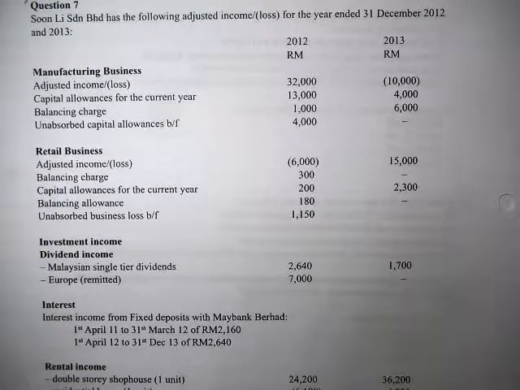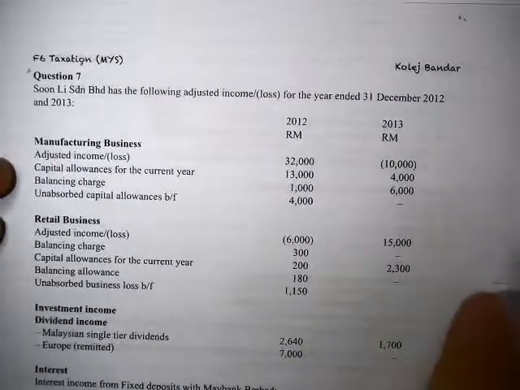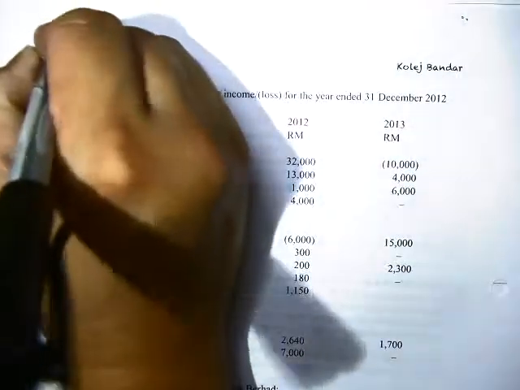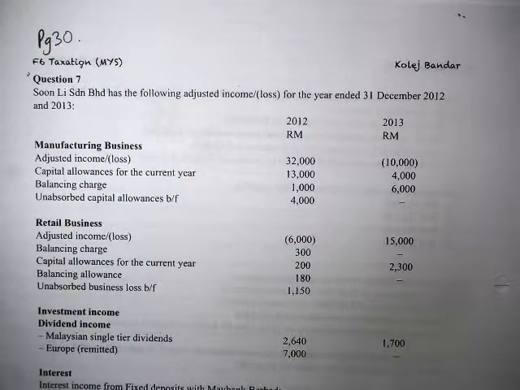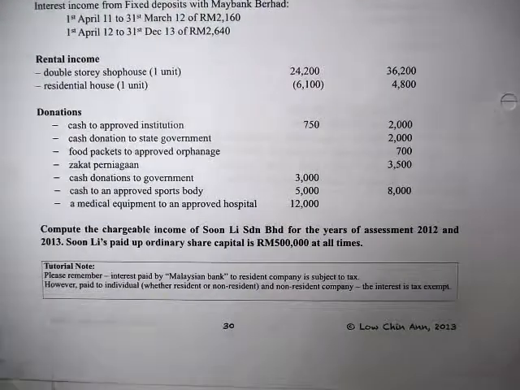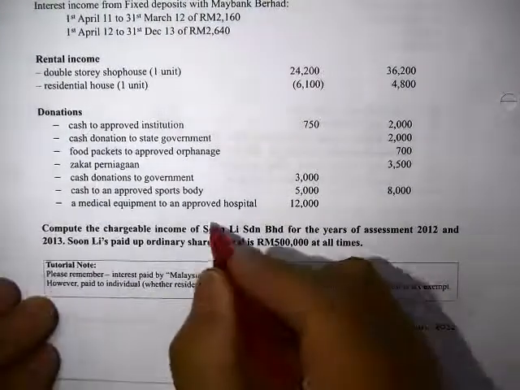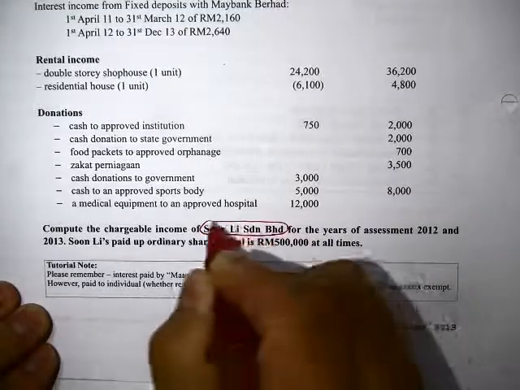Okay, this will serve as the answer to page 30. Questions in page 30. Soon Li. Alright, so the requirement is to work out the chargeable income for Soon Li Sdn Bhd. Now, take note, this is a company person.